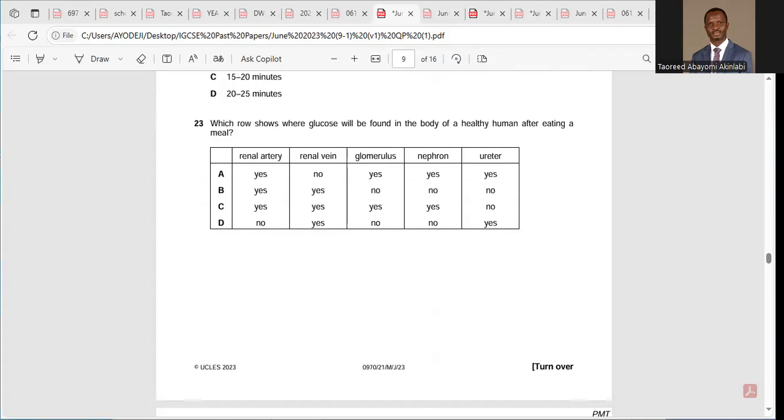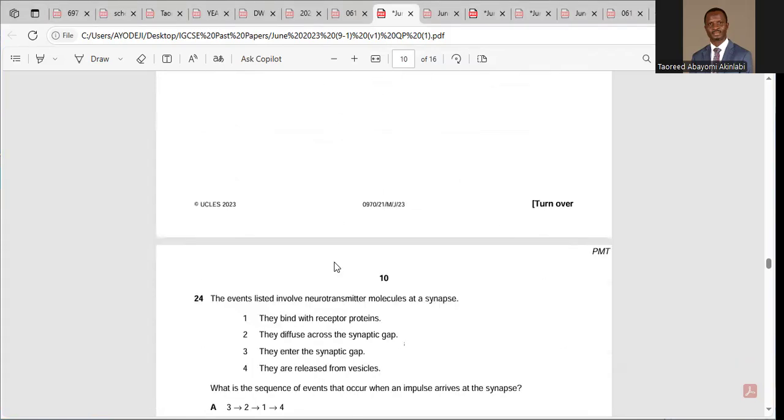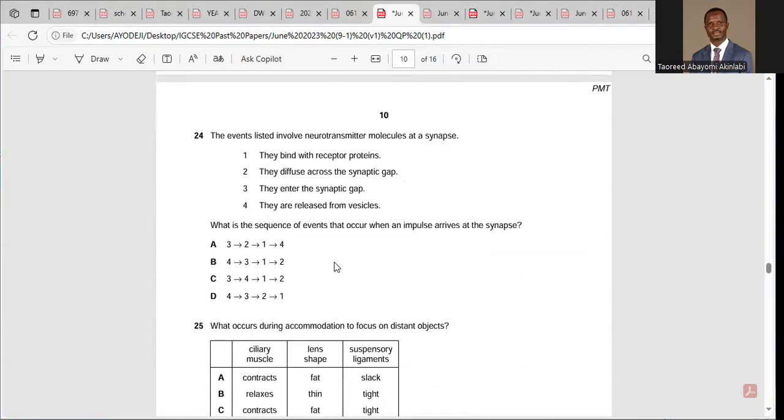Moving to question 24. The events listed involve neurotransmitter molecules at the synapse. 1, they bind with the receptor proteins. 2, they diffuse across the synaptic gap. 3, they enter the synaptic gap. And 4, they are released from the vesicles. What is the sequence of events that occur when an impulse arrives at the synapse?